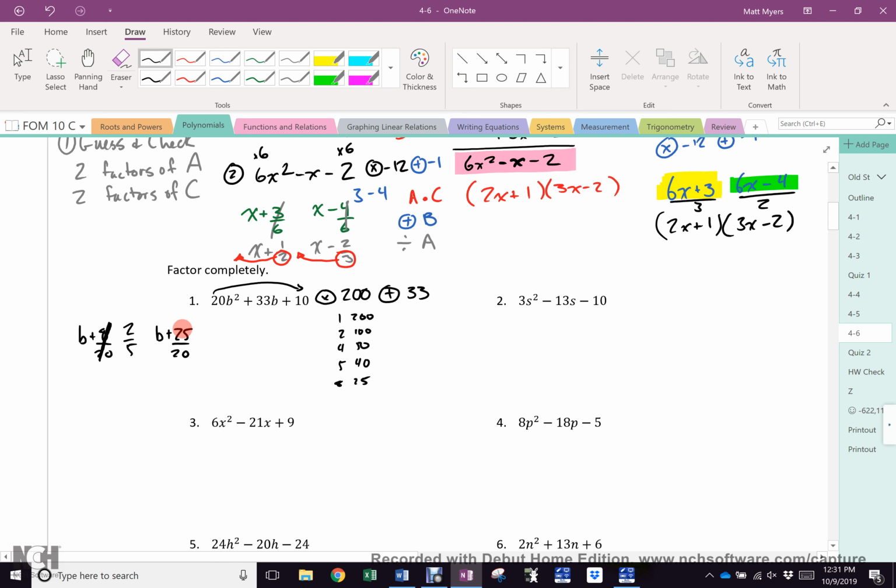Two over five. What does this one simplify to? Five over four. What do I do with my denominators? Slide them to the front. Now, what is five times four? 20. I needed the 20, didn't I? What is 2 times 5? I needed a 10, didn't I? If the ends work, the middle works.